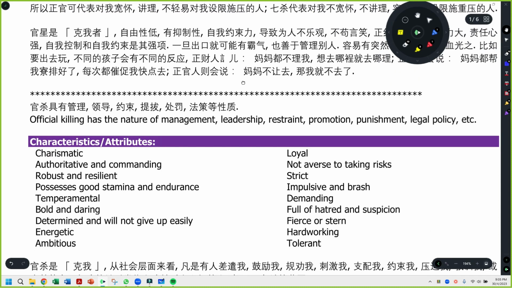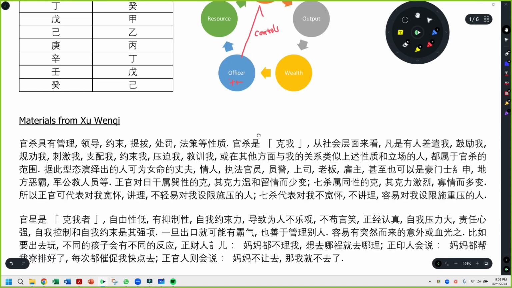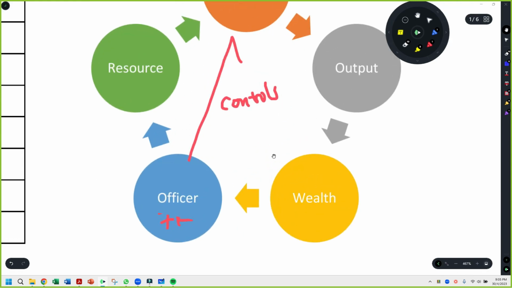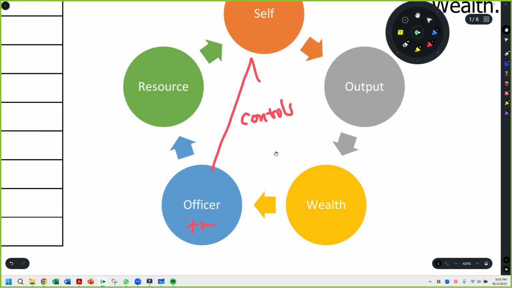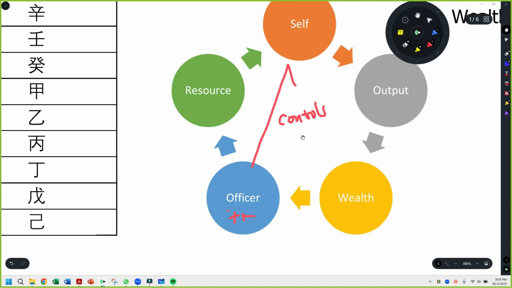Okay, so as usual, what does Seven Killing represent? In a way, it represents the element that restrains you, the element that controls you. If you can't read Chinese, I also cannot read Chinese, so nowadays we just have to rely on translation a lot.